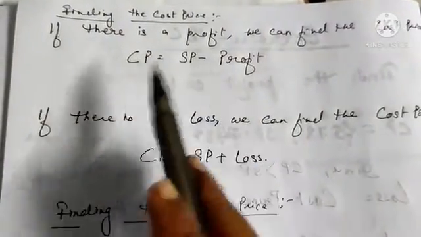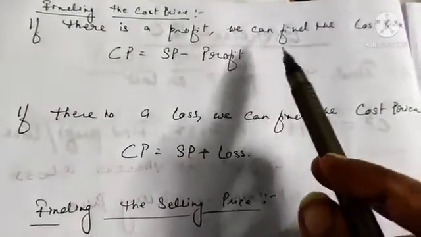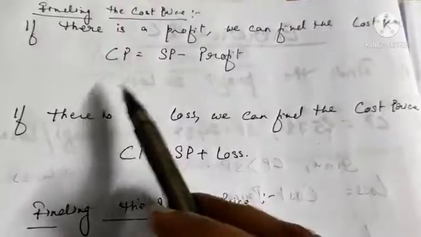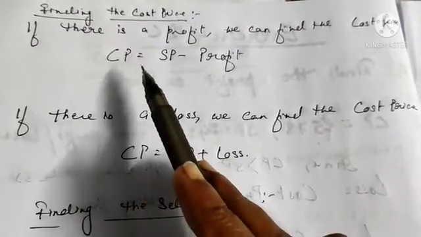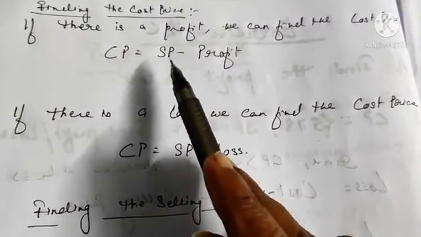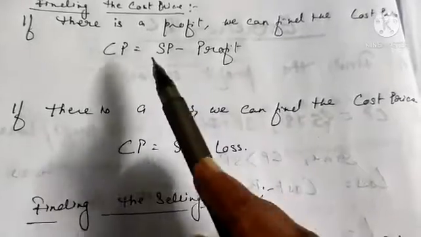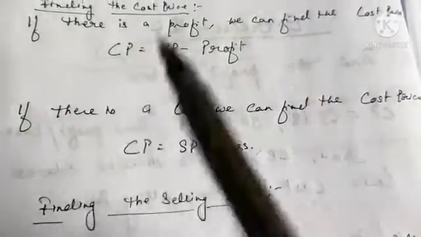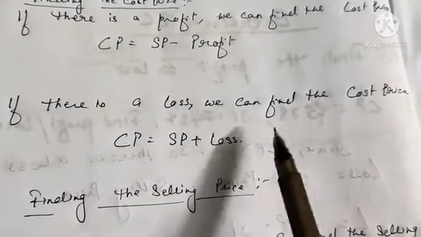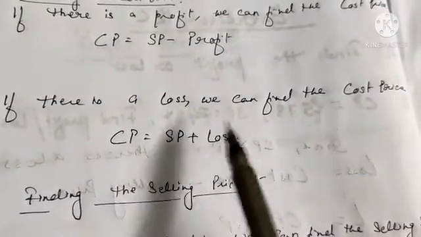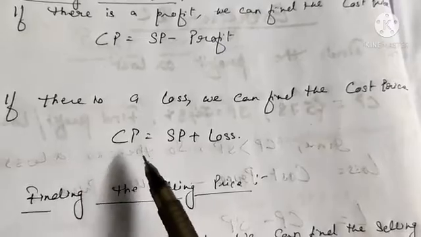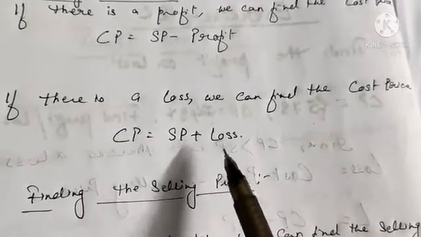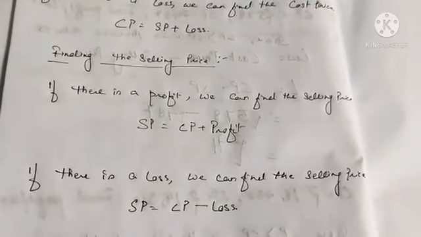Finding the cost price. If there is a profit, we can find the cost price by using this formula. Cost price is equal to selling price minus profit, that is CP equals SP minus profit. If there is a loss, we can find the cost price by using this formula. Cost price is equal to SP plus loss. Now let's solve few sums.